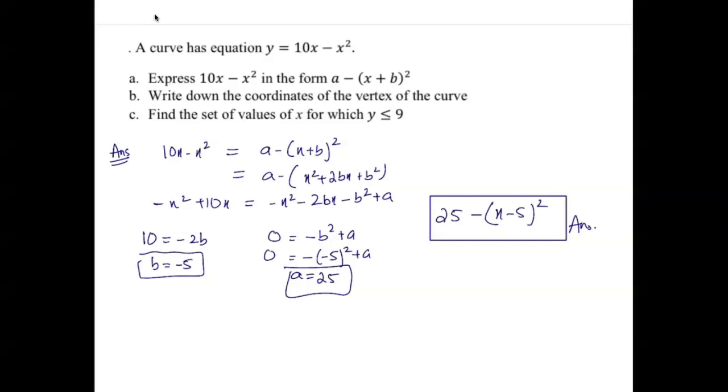So, sir, how many marks are these questions? The completing square can be 2 to 3 marks. The second part is going to be 1 to 2 marks, and the third part is going to be around 2 to 3 marks.